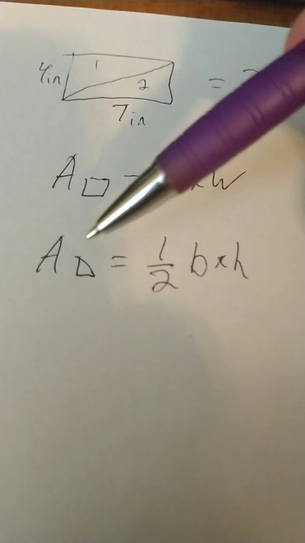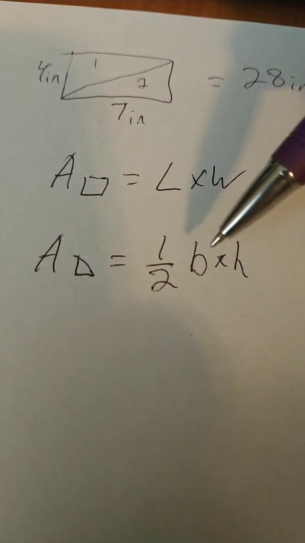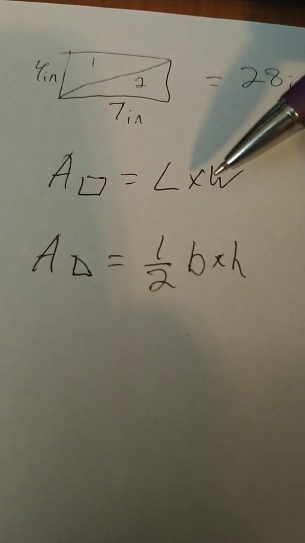Area of a triangle, I simply divide it by 2. It's 1/2 of the base times the height. It's a fancy way of saying length times width divided by 2. That's all you have to do to find a triangle.